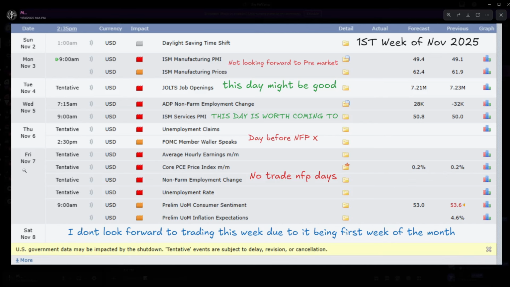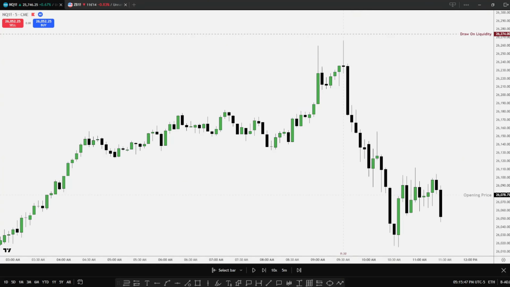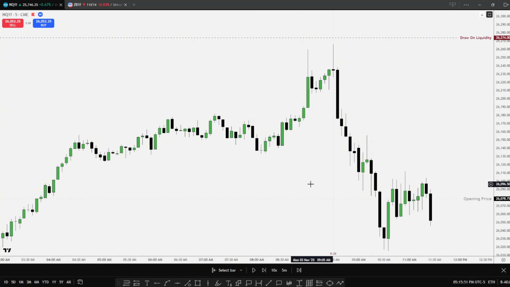When you have NFP weeks, you're allowed to trade Monday, so I expect my model to be there. Tuesday and Wednesday, it's iffy on an NFP week, but there's no reason why it wouldn't. You know what I mean? These three days we look to engage, and we did capitalize on these days the most. Looking at Monday's trading, I said not looking forward to pre-market, but 9:30 still did its job.